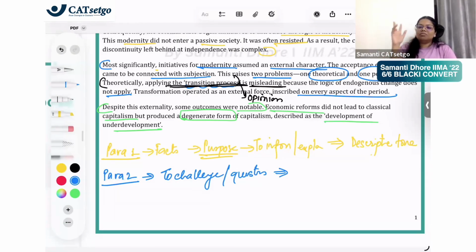So when they say that something was misleading, it means you are correcting the belief, right? You are correcting. See, you thought that this modernity was external, it had a problem. The Indian values weren't modernized, Western values were forced onto Indians to follow, so don't call it a transition process. That term itself was misleading. So you're correcting. So this is a corrective tone.